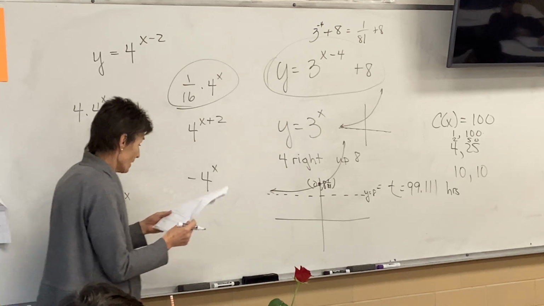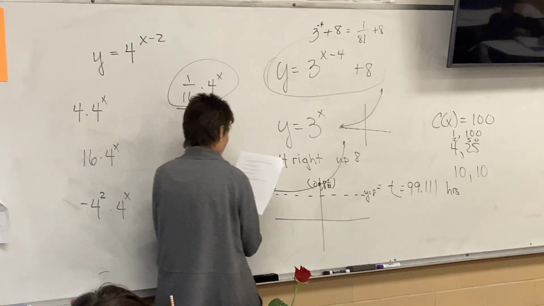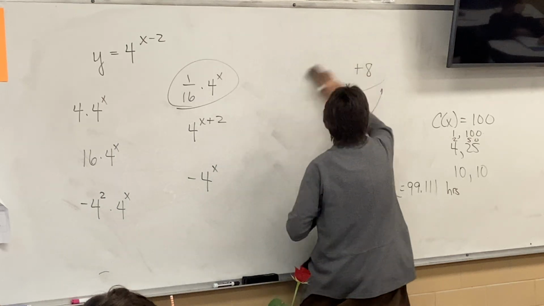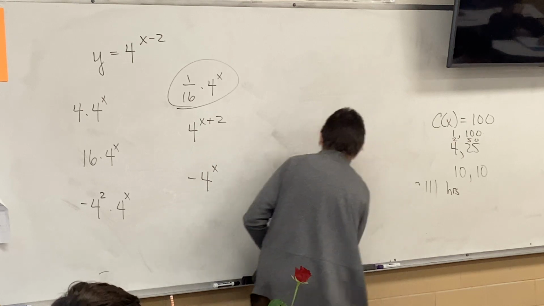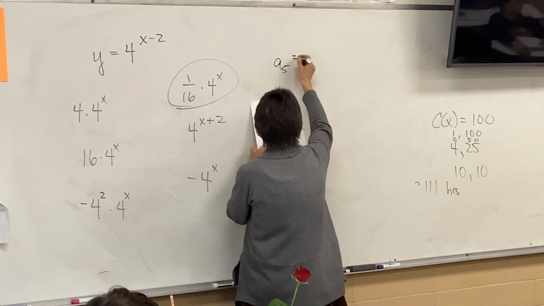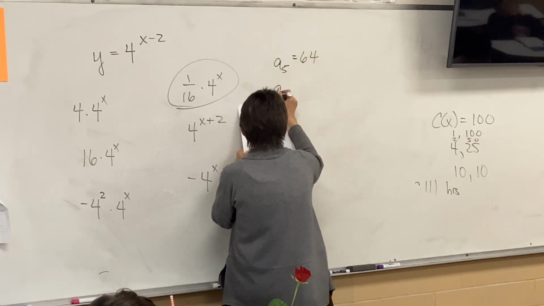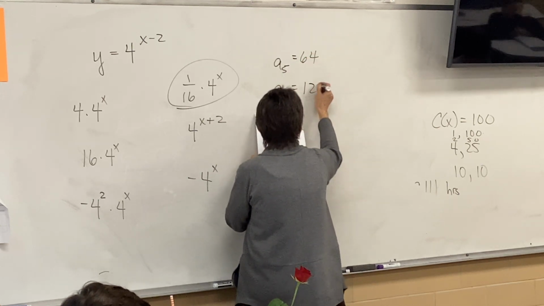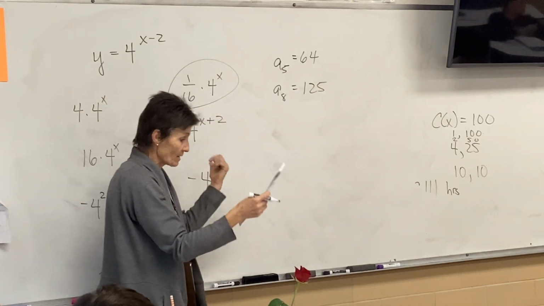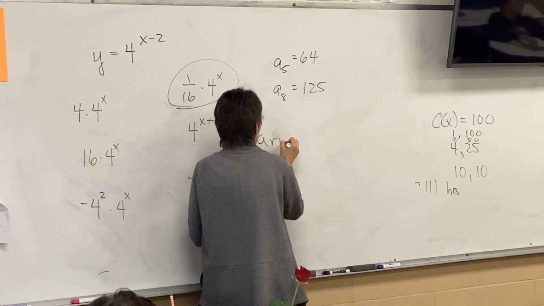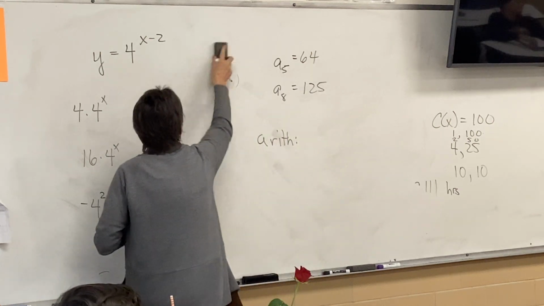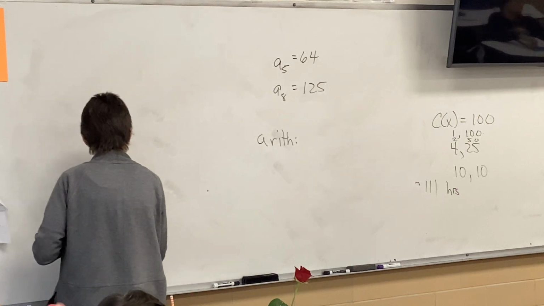Alright, perfect. A sequence has 64 as its 5th term and 125 as its 8th term. So 5th term is 64 and 8th term is 125. Write an explicit rule for the sequence if it's arithmetic. So write a formula for it if it's arithmetic, and then write a formula for it if it's geometric.